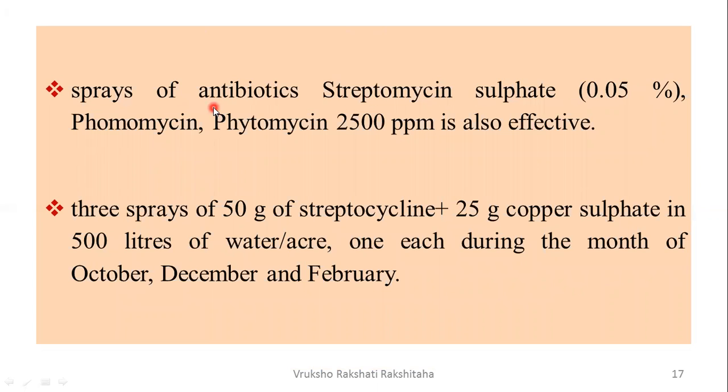Similarly, sprays of antibiotics, streptomycin sulfate 0.05%, then phytomycin 2500 ppm have also been found to be effective. Three sprays of 50 grams of streptocycline plus 25 grams of copper sulfate in 500 liters of water per acre, one each during the months of October, December, and February, has proved to be effective.